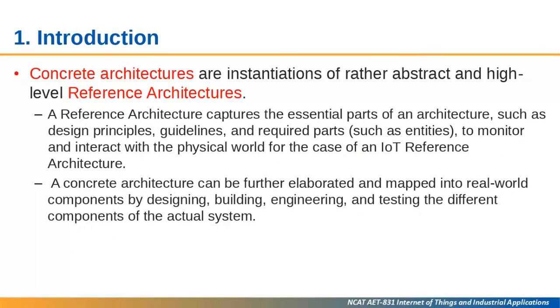So concrete architectures are instantiations of rather abstract and high-level reference architectures. So once again, for a vehicle, the reference architecture may indicate that a vehicle needs to have a cabin, 4 wheels, an engine, something like that. But when we go to the detailed blueprint of a vehicle, we need to specify the size of the wheels, the power of the engine, those kinds of things. These 2 paragraphs describe the relationship between the reference architecture and the concrete architecture. Basically, they can be summarized in this sentence, right?